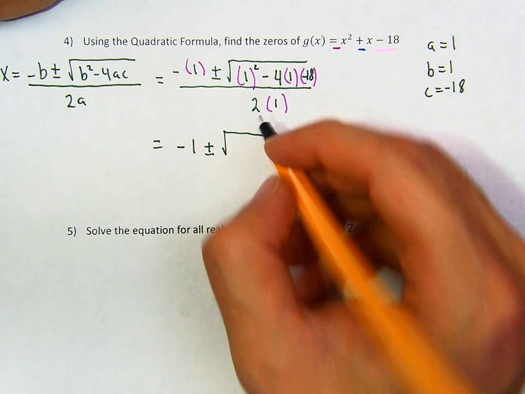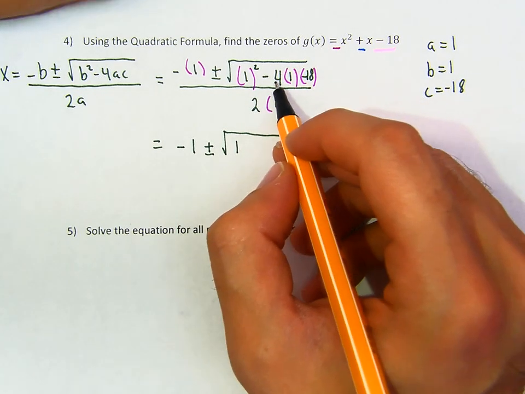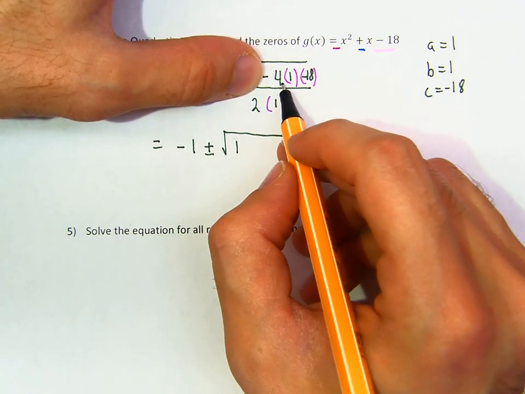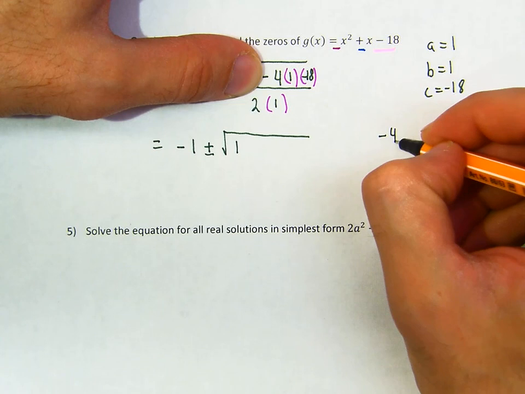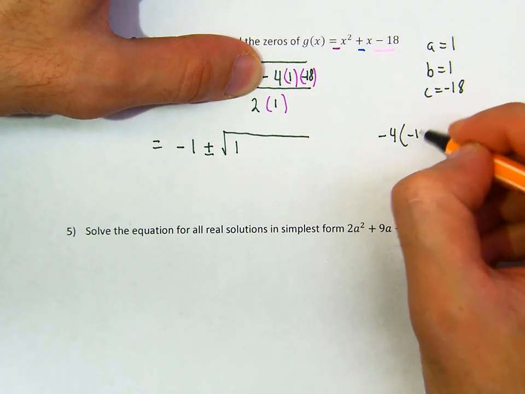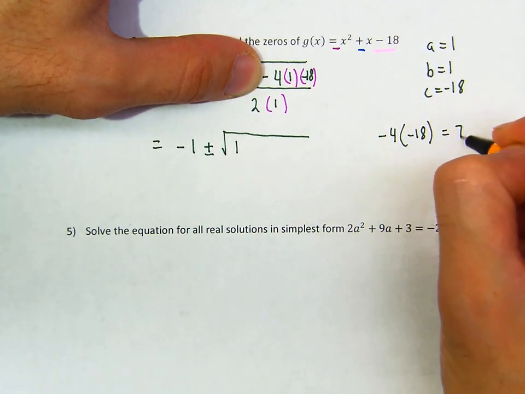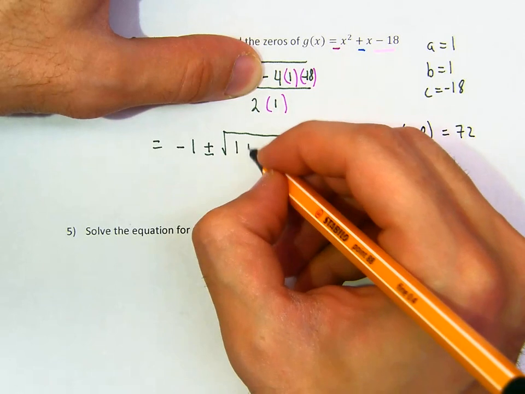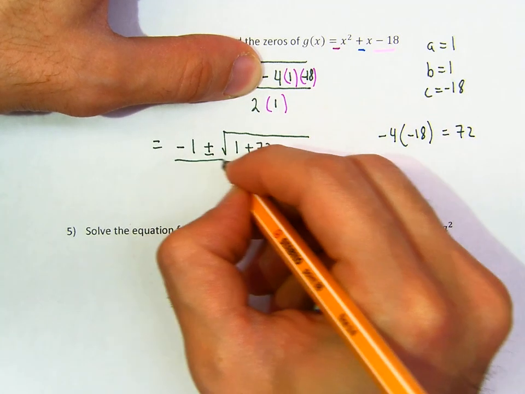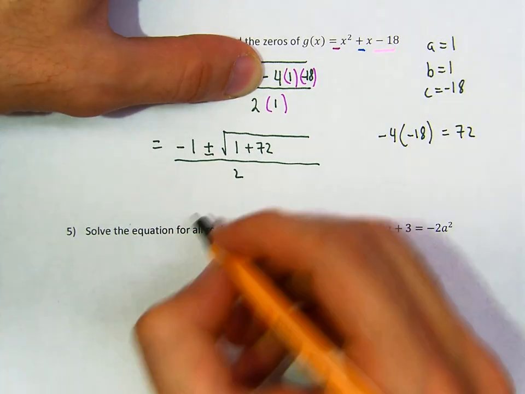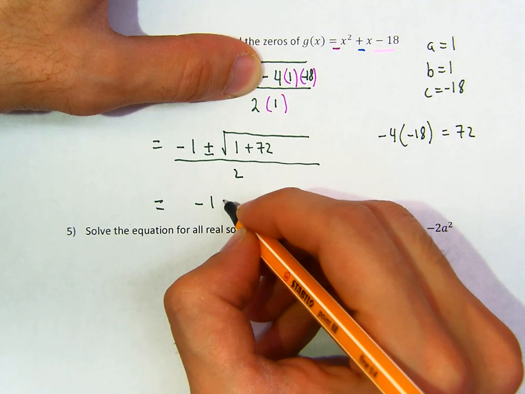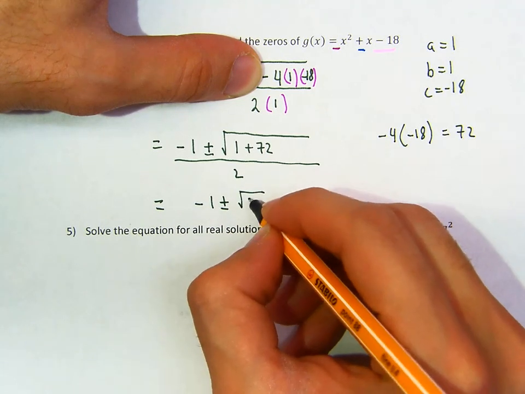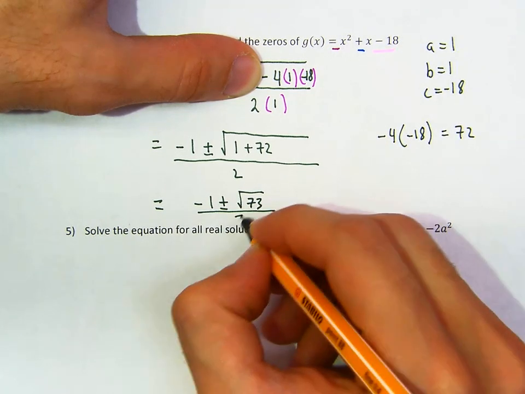And now here what happens is we have negative 1 plus or minus the square root of 1 squared, which is 1, and what is negative 4 times 1 is negative 4, then negative 4 times negative 18 is positive 72. So we have 1 plus 72 over 2. And this is equal to negative 1 plus or minus the square root of 73 over 2.